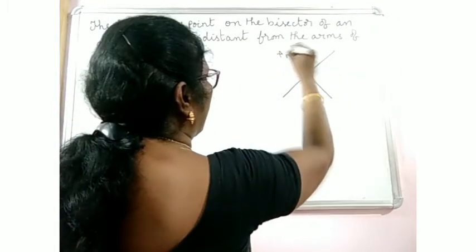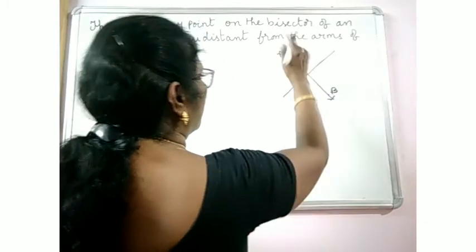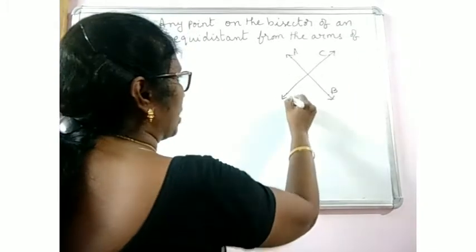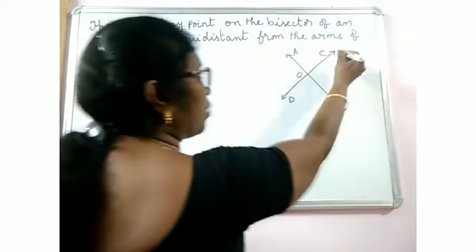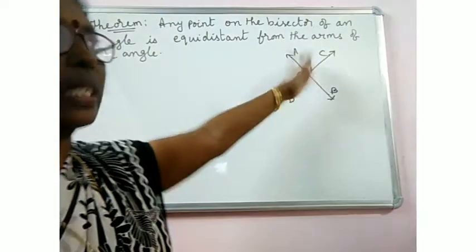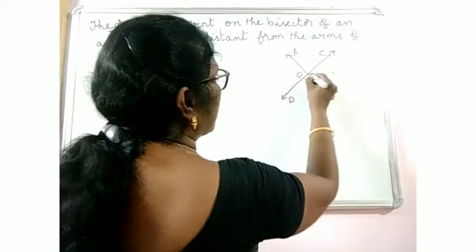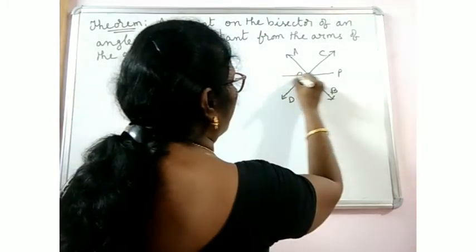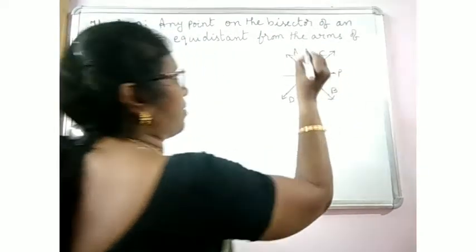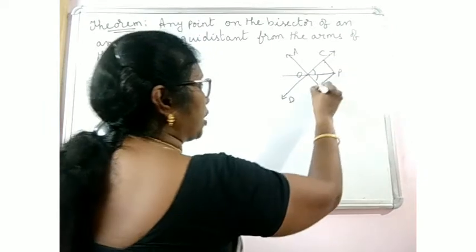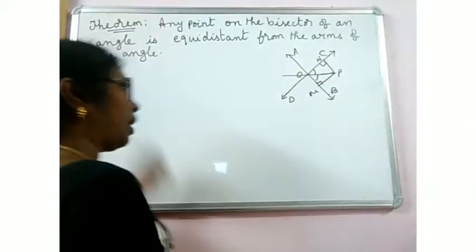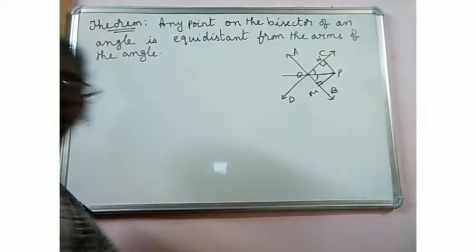So when AB and CD intersect each other at O, angle BOC is the angle formed. Here directly given, the bisector of an angle is given. So for the two intersecting lines, suppose P lies on the bisector of the angle. If this is the bisector from O to P, that means these two angles are equal, given. Okay, let us draw the perpendiculars. PM perpendicular to this, PN is perpendicular to CD. You have to prove that PM is equal to PN.